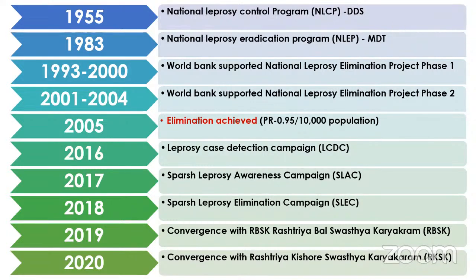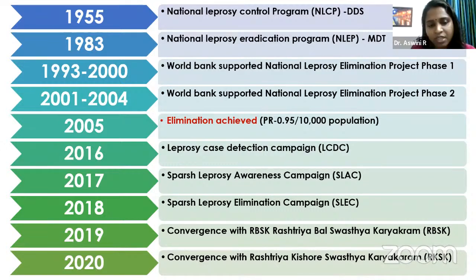And what happened? We saw the results. There was an increase in the number of cases. And by 2016, we had to launch the Leprosy Case Detection Campaign, or LCDC, which was an active case detection campaign. And under this only, our Ashwamedham and other programs were running. And then in 2017 came the Sparsh Leprosy Awareness Campaign. In 2018, the Sparsh Leprosy Elimination Campaign.